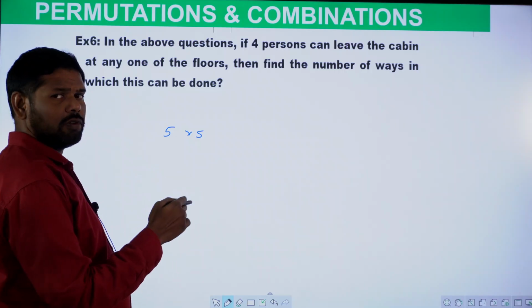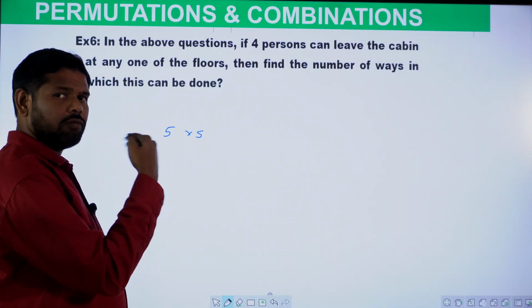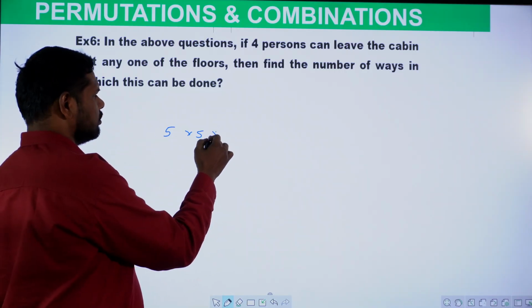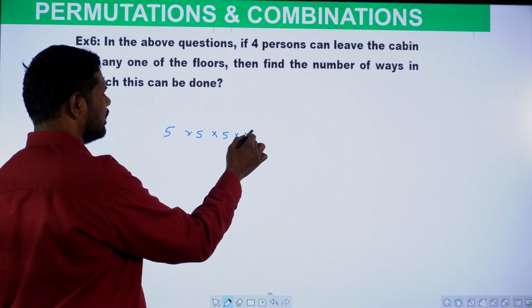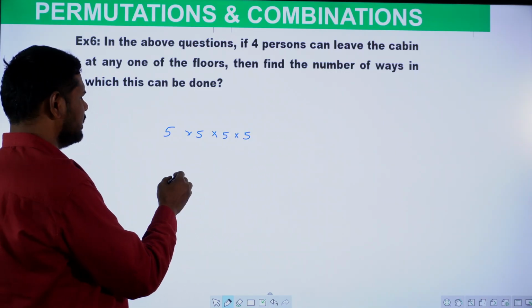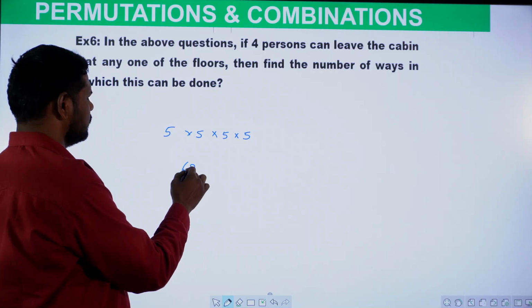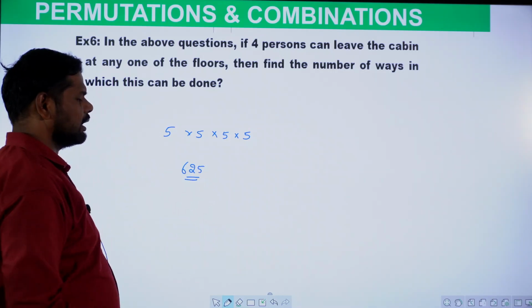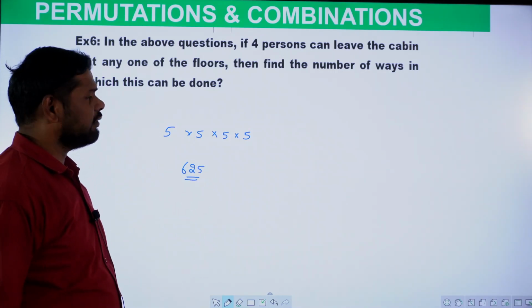So all are at first floor, all are at second, all are at third, all are at fourth, all are at fifth. So that 4 persons are having though. Each one is having 5 options. So how many means 5 into 5 into 5 into 5.